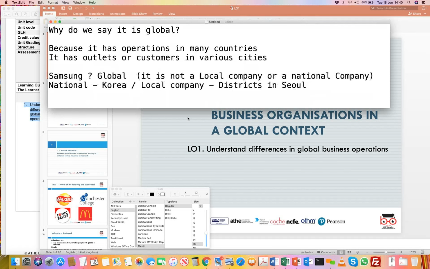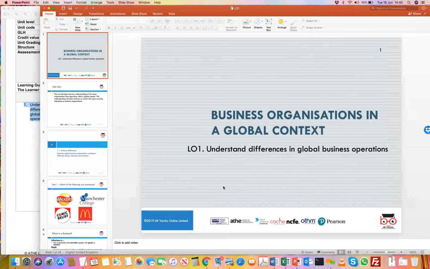It is a national as well as a local company. So today, what we need to do is understand what creates a business which becomes global, and why do we say a business is global? Why do they have operations in so many countries? We look at understanding that. So today we want to understand the differences between global business operations.